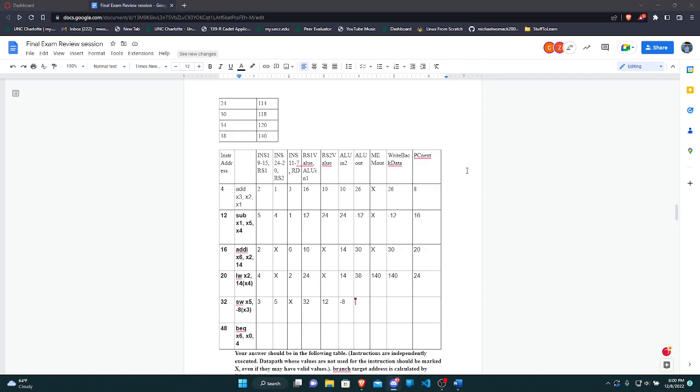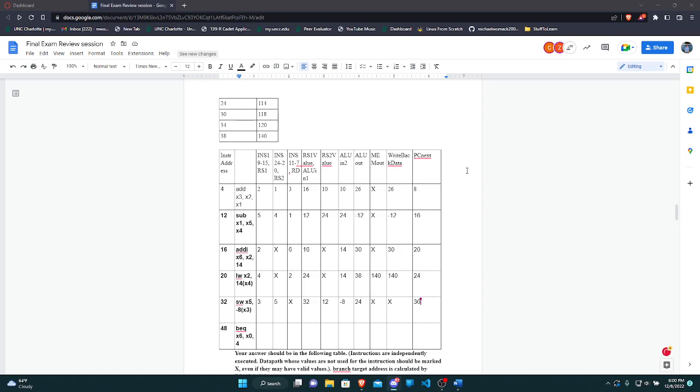Yeah, and so in this case, 32 plus -8, that's going to turn out to be 24. We're not affecting anything from the memory, nor do we need anything from the write back data since there's no RD. And then 32 plus 4, since we're incrementing by 4, that's going to equal 36. Okay.